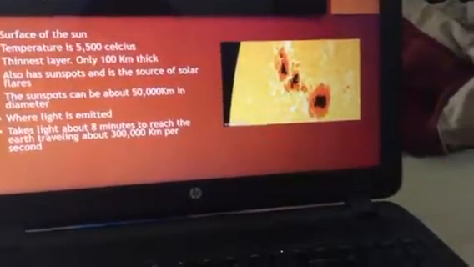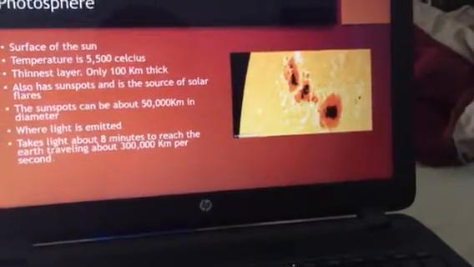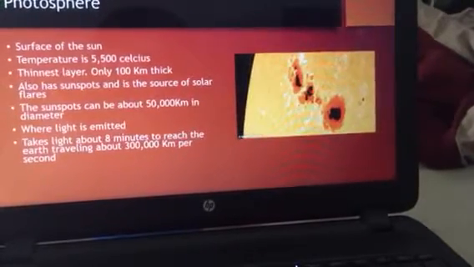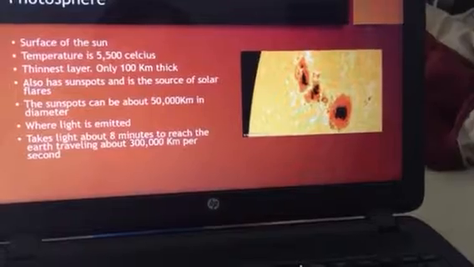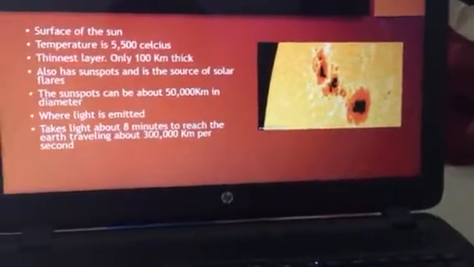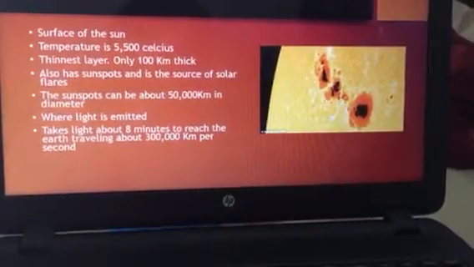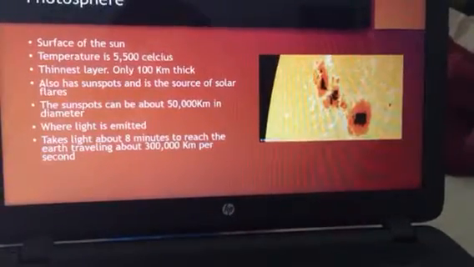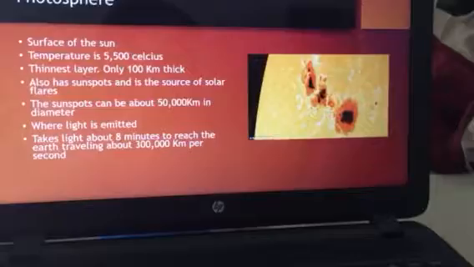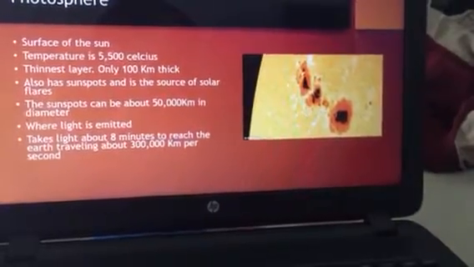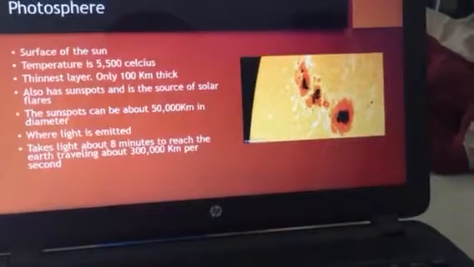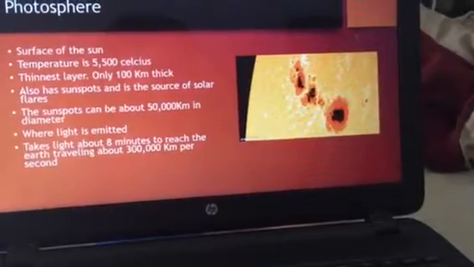The temperature of this layer is about 5,500 degrees Celsius, and the sunspots are the cool spots and the dark spots of the sun. And this is where the sun's energy is released. The spots can reach a very huge diameter of about 50,000 kilometers.